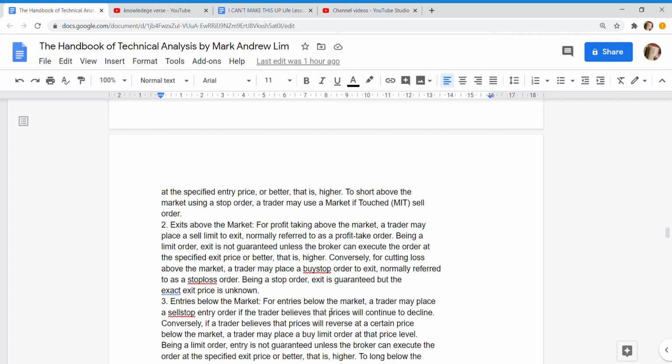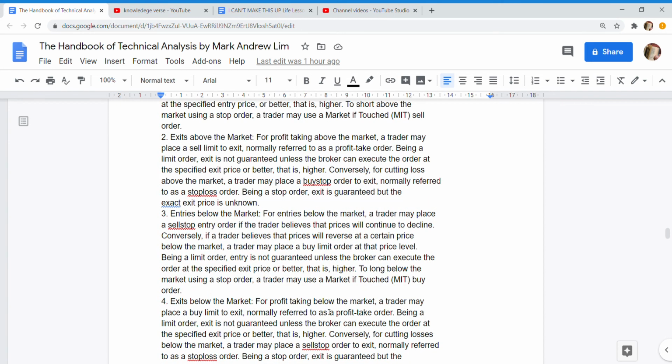2. Exits above the market. For profit taking above the market, a trader may place a sell limit to exit, normally referred to as a profit take order. Being a limit order, exit is not guaranteed unless the broker can execute the order at the specified exit price or better, that is, higher. Conversely, for cutting loss above the market, a trader may place a buy stop order to exit, normally referred to as a stop loss order. Being a stop order, exit is guaranteed but the exact exit price is unknown.